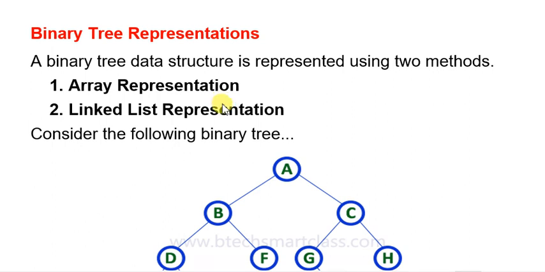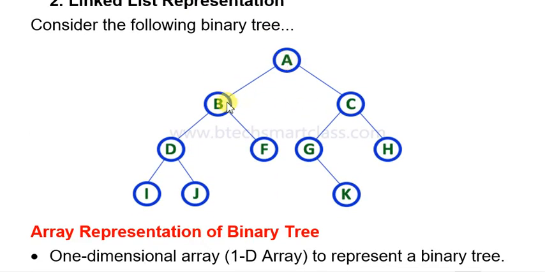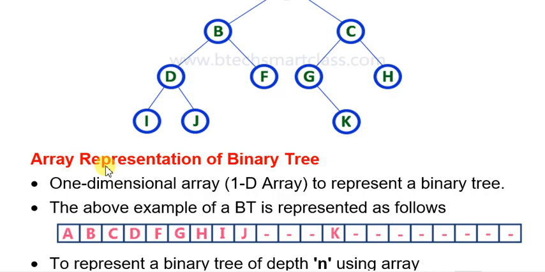Binary tree representation. A binary tree is represented using two methods: array representation and linked list representation. Consider the following tree. Then, array representation of the binary tree uses a one-dimensional array, a 1D array, to represent the binary tree.